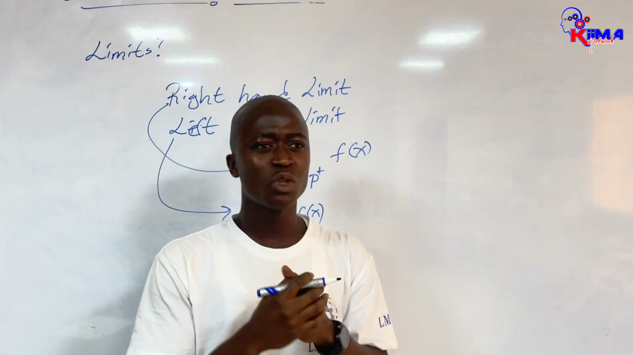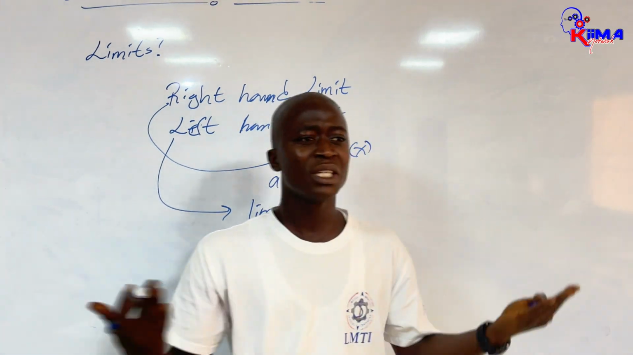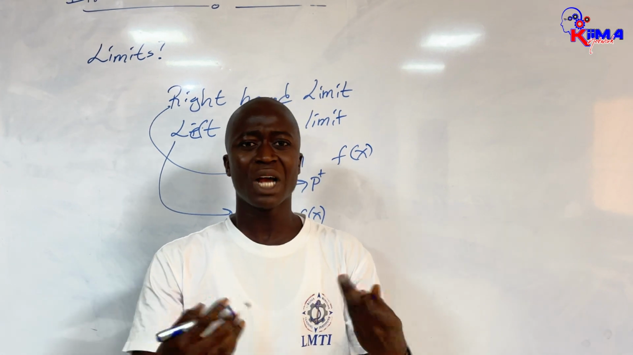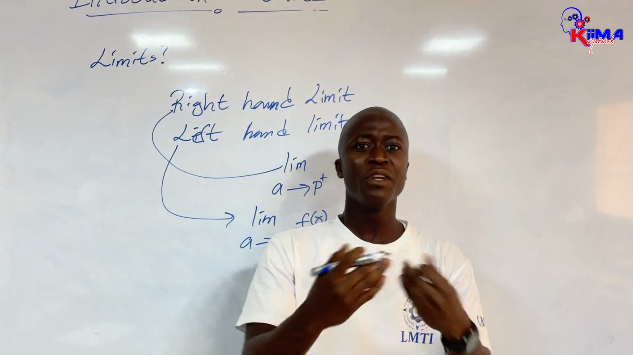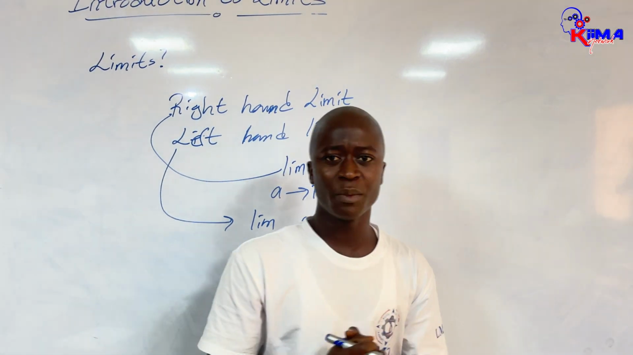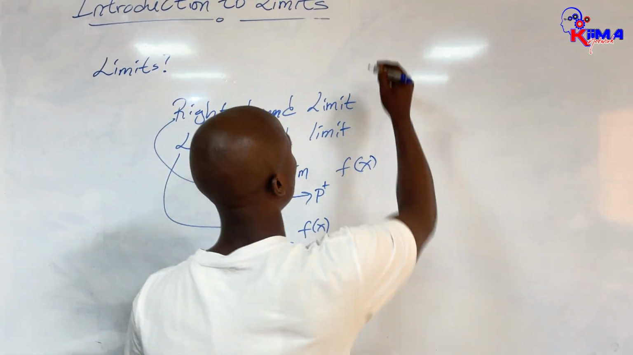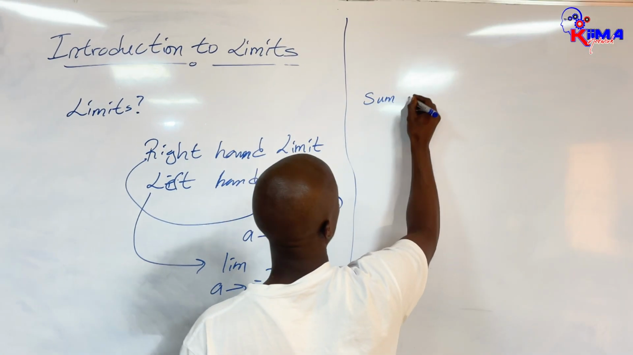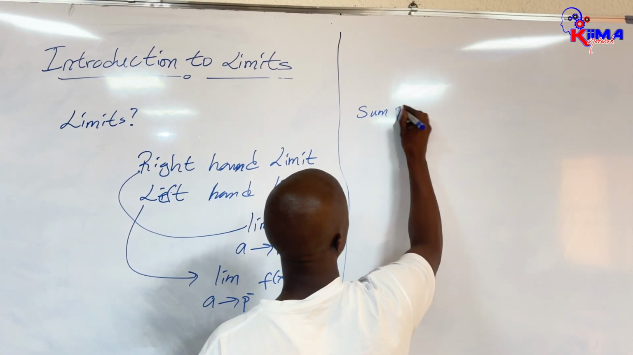Now let us talk about the various rules of limit. There are so many rules of limit. We have the addition rule, the multiplication rule, the subtraction rule, the division rule, and the constant multiple rule. Let's go through those rules here. Let's talk about the sum rule.